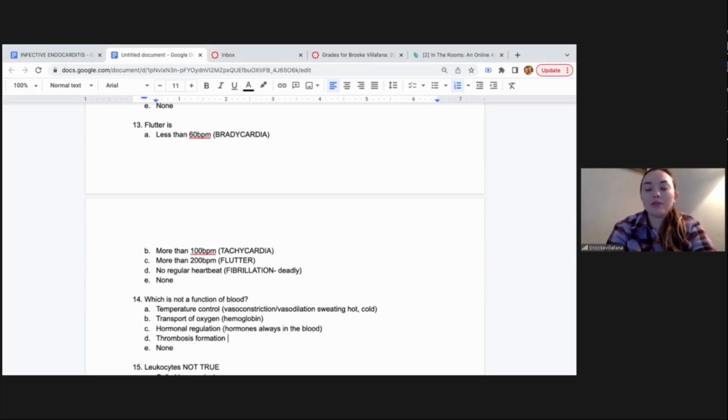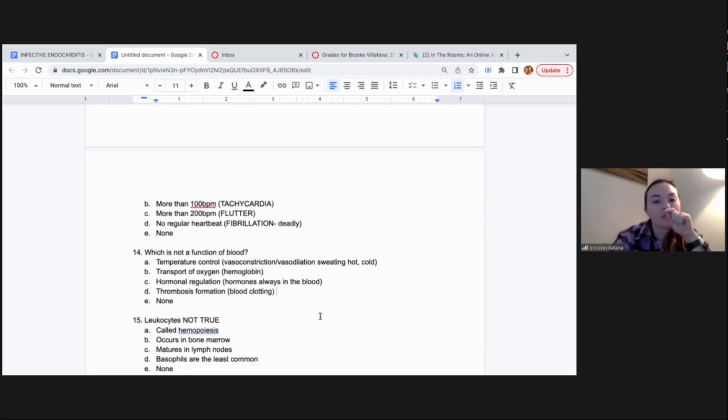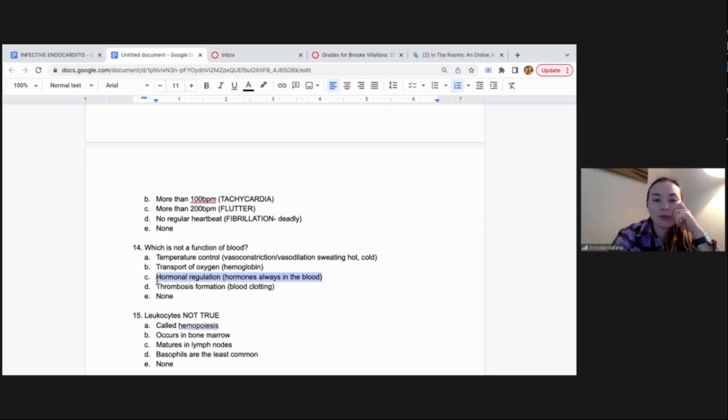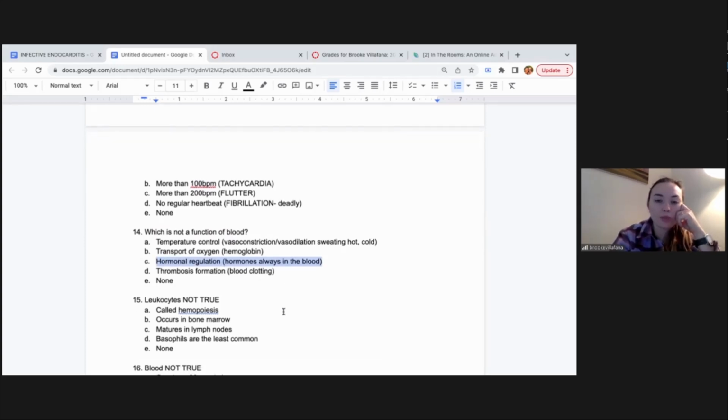So that's how the blood functions with hormonal regulation. If you didn't have the blood, hormones could not regulate because there would be no way for them to travel. So because the blood transports hormones, it does help with hormonal regulation. Does that make sense? We know it helps with thrombosis formation, which is blood clotting. We already talked about that today. So hopefully that makes sense for the people that were kind of confused on C. It does help because hormones are always transported in the blood.